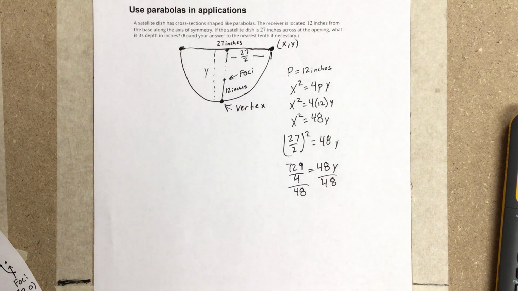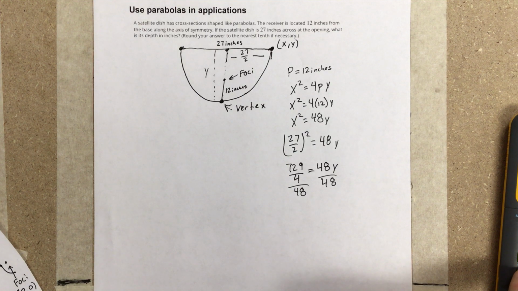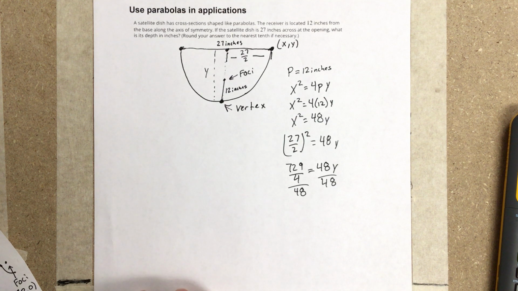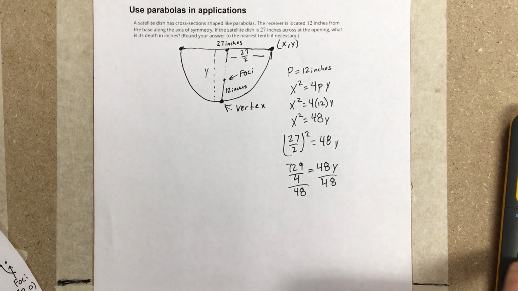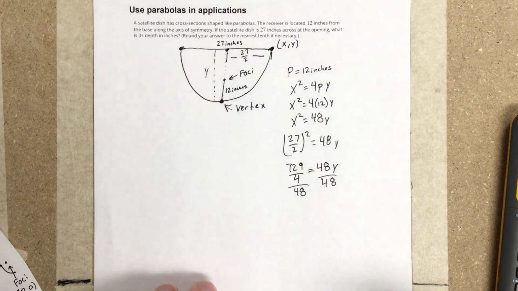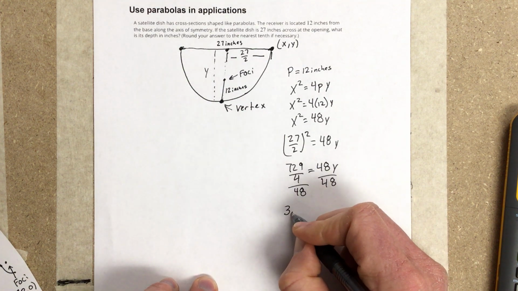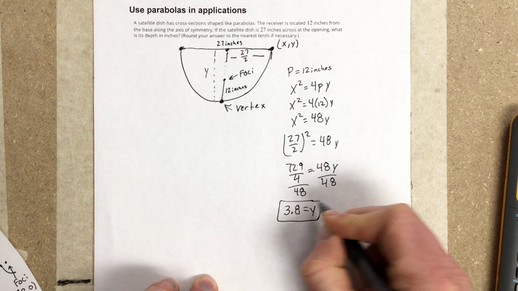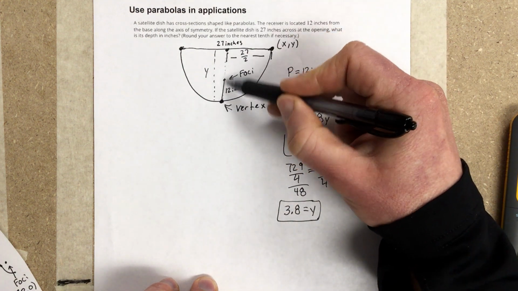So I have 729 divided by 4 divided by 48, which gives you 243 over something. Let's get it in decimal form. The value would be 3.8 for y. So the depth is 3.8 inches.